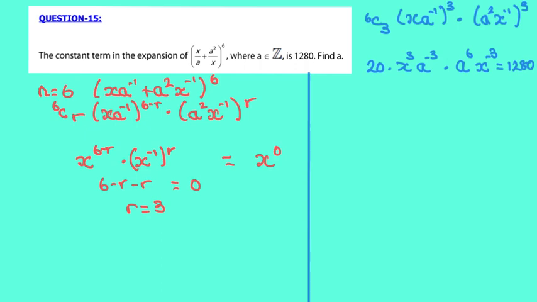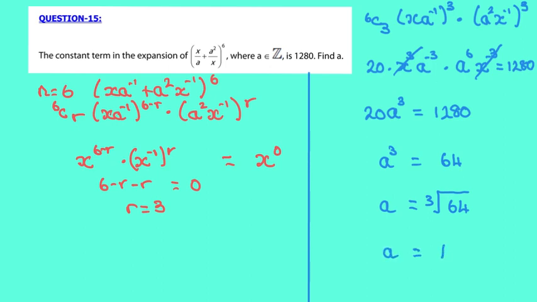The x cubed and the x to the minus 3 cancel. So you get a cubed is equal to 1280. So 20a cubed is equal to 1280. So a cubed is equal to 64. a is equal to the cube root of 64. So a is equal to 4.